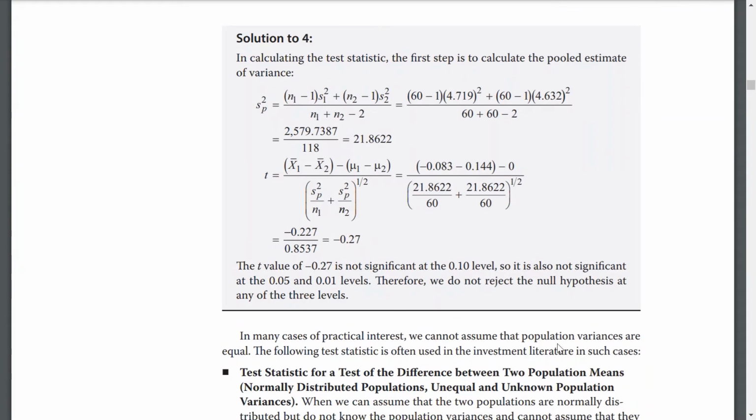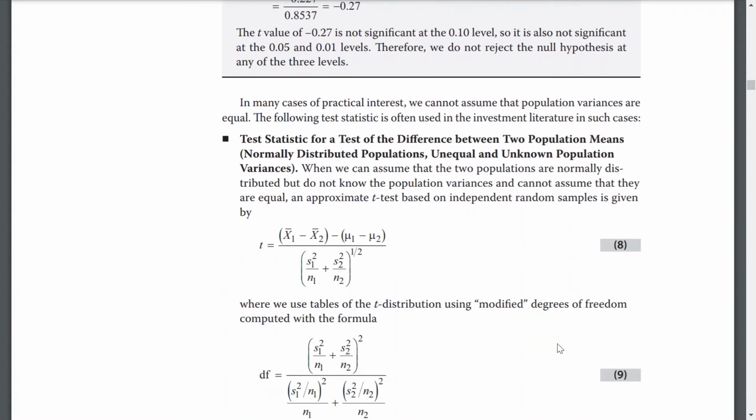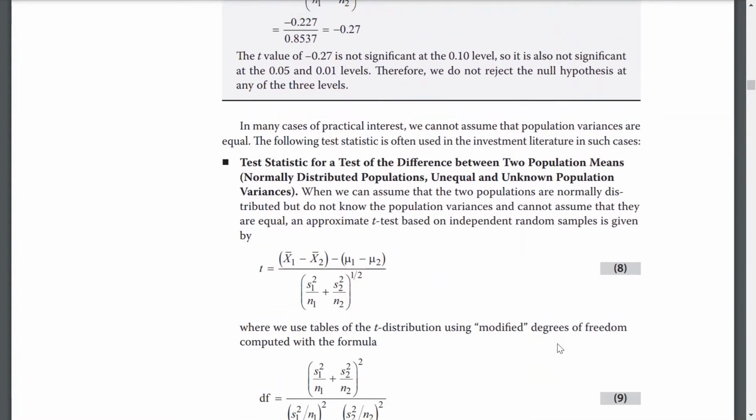In many cases of practical interest, we cannot assume that population variances are equal. The following test statistic is often used in the investment literature. In such a case, the test statistic for a test of the difference between two population means, with normally distributed populations and unknown, unequal population variances, applies. We can assume that the two populations are normally distributed, but the population variances are not known, and we cannot assume that they are equal.